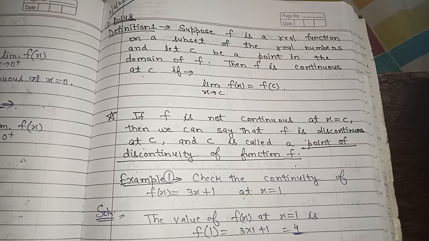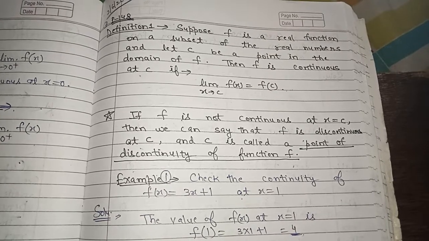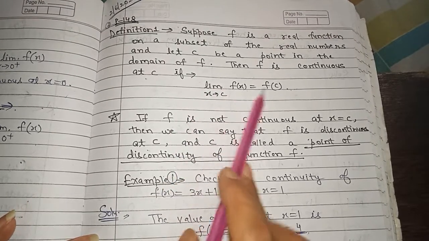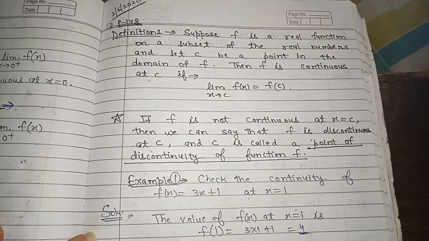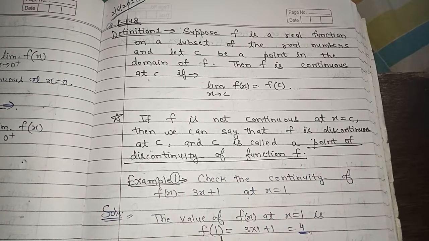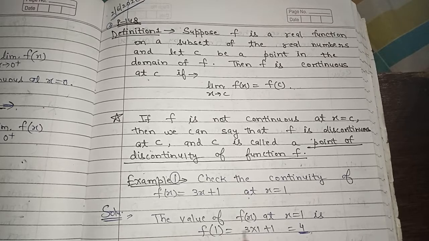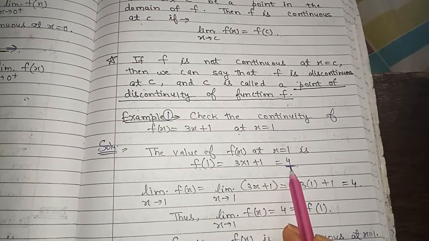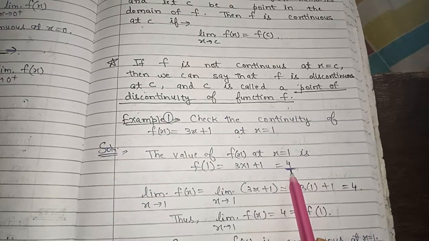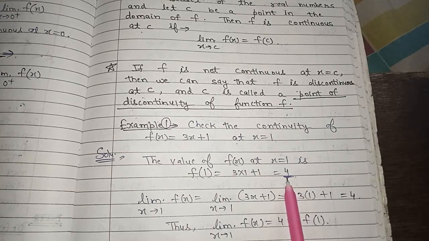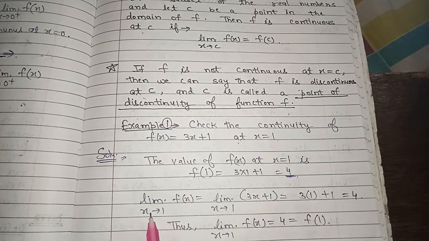So we have to check the continuity of this function. Let us see. According to the definition only we are going to do this. See here what we have to do: limit x tends to c, f(x) is equal to f(c). So first we will be finding f(1). Putting here, f(1) means 3 into 1 plus 1 is equal to 4. The value of f(1) is equal to 4. This is the value like we were finding f(c). So f(1) is 4. Now we will be finding the limit.